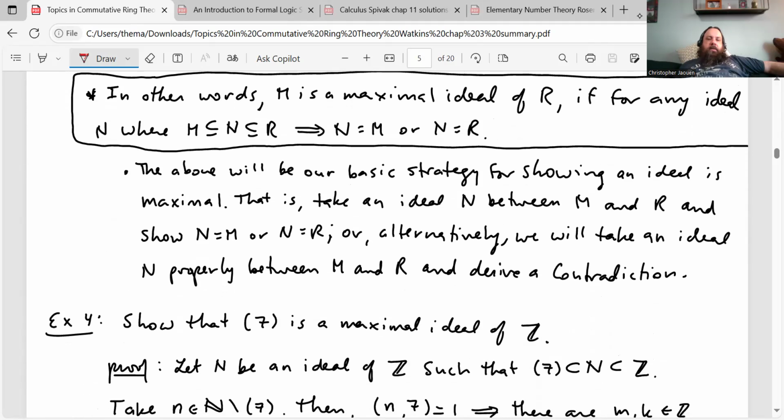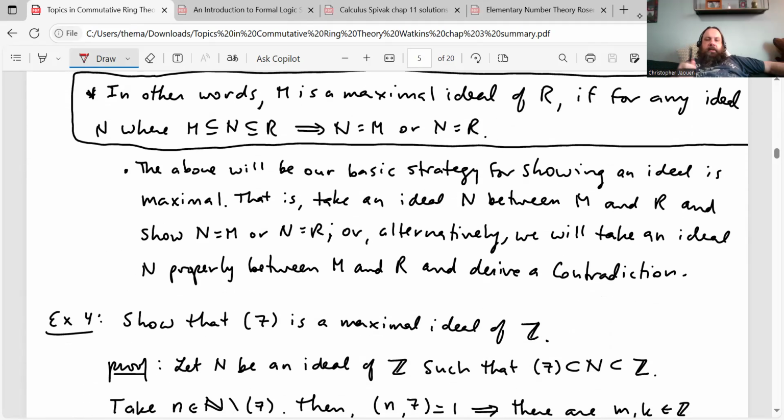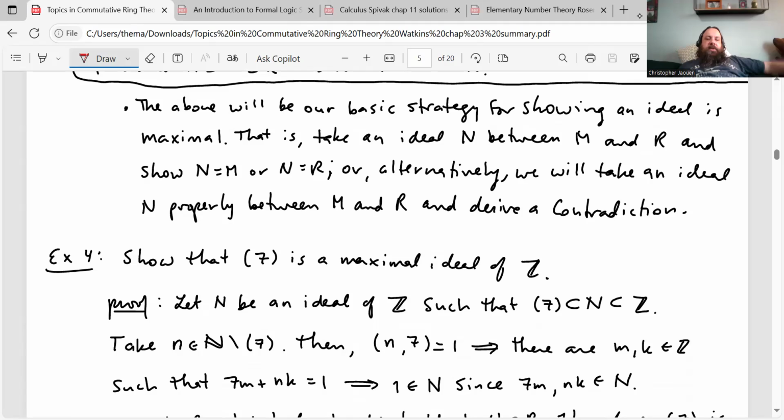And Watkins says this note below this property here. The above will be our basic strategy for showing that an ideal is maximal. That is, take an ideal N between M and R and show that N is M or N is R. Or alternatively, you can do a proof by contradiction. We'll take an ideal N properly between M and R and derive a contradiction. So we'll do some examples with that. Actually, right down here in example 4, we'll do one.